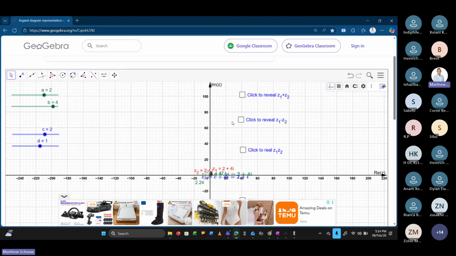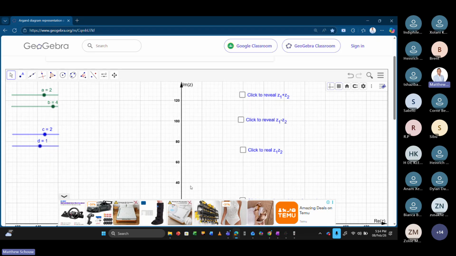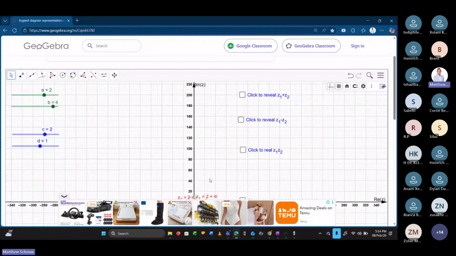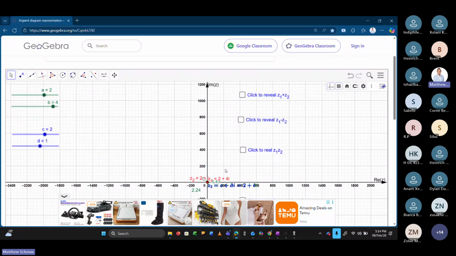So you'll do the Argand diagram and you'll notice these things here. With complex numbers, it's not straight numbers. The numbers have two dimensions, and I think that's the point I'm trying to make here.